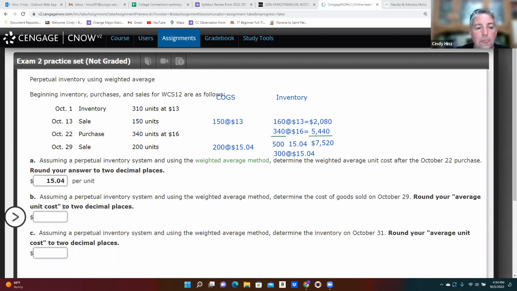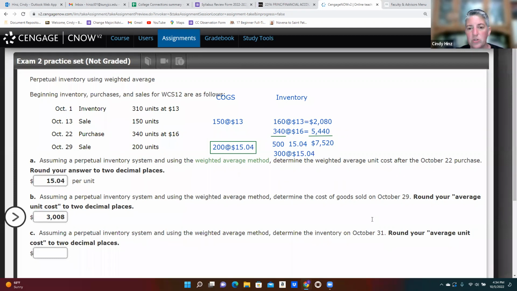Okay. So let's see what else we need to answer. Assuming a perpetual inventory system, weighted average method, determine the cost of goods sold on October 29th. So October 29th, the sale is right here. 200 units at $15.04 would be $3,008. 200 units at $15.04, $3,008.